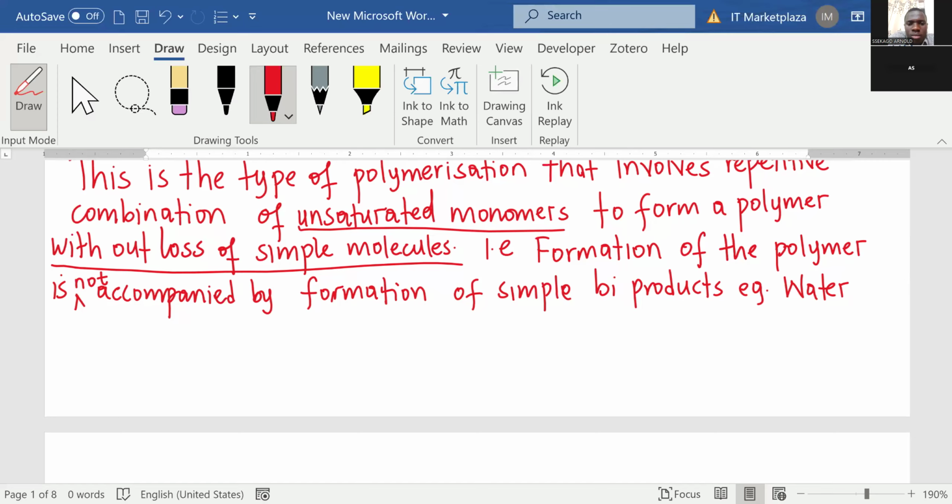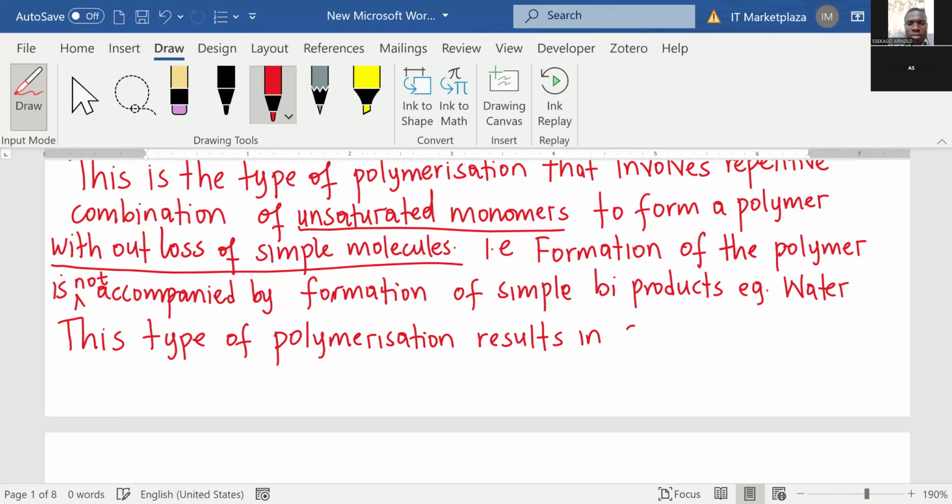So this type of polymerization results in formation of addition polymers.